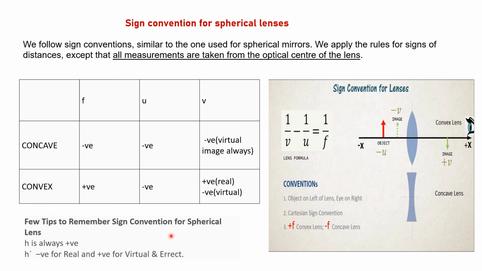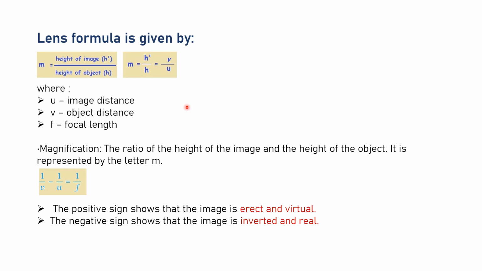So this is all about sign conventions, right? Positive sign or negative sign stands for real images, positive sign stands for virtual images. Real images are always inverted, and virtual images are always erect, right, students? Yes. Now come to the lens formula. Okay, we have given the lens formula here.